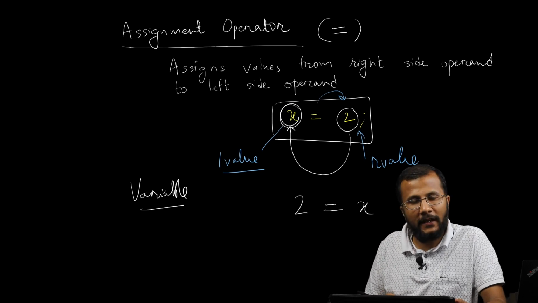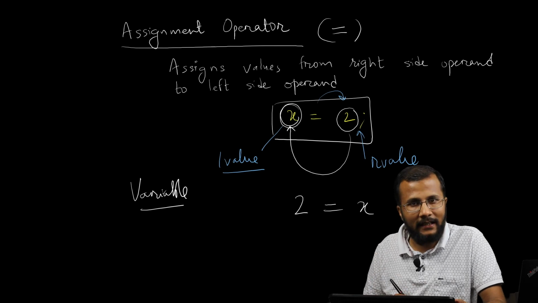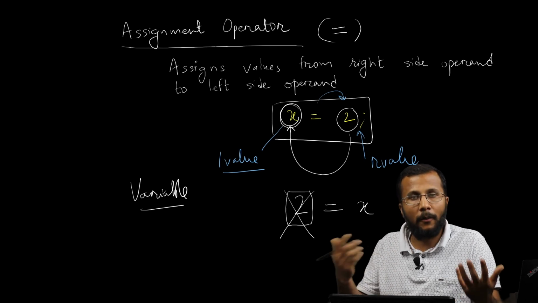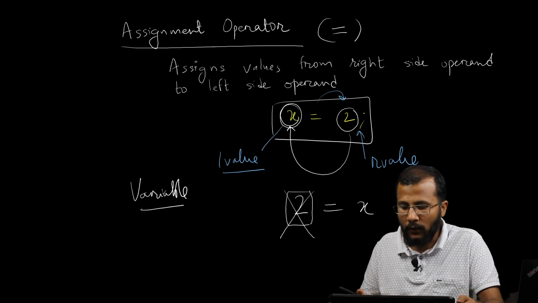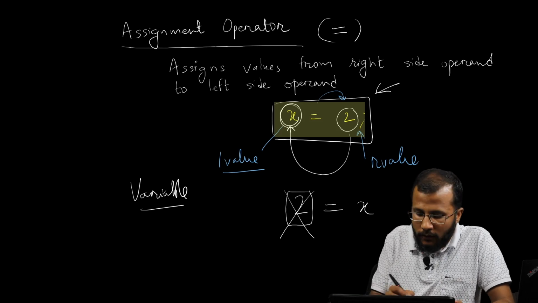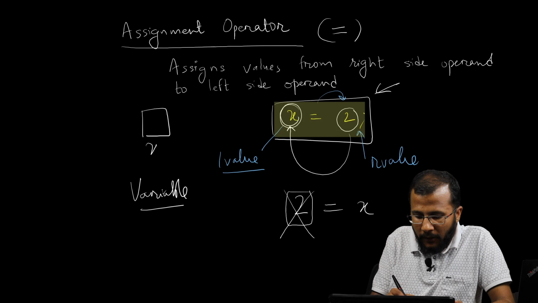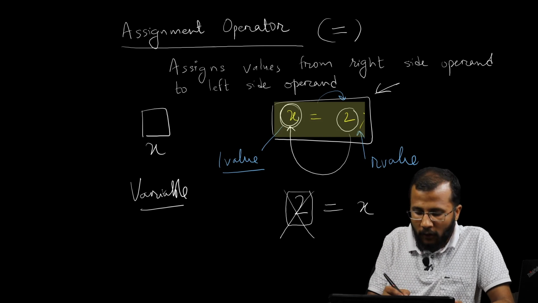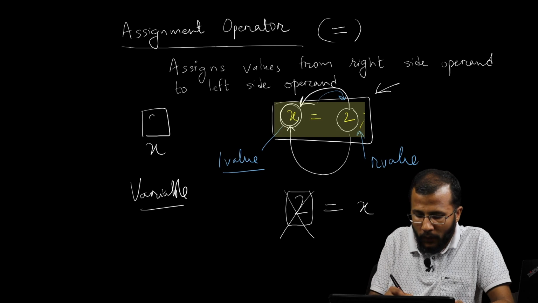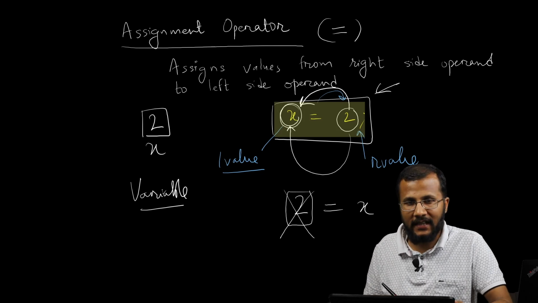This is a valid statement in mathematics but not in C, because here the L value is a number. It should not be a number. It should always be a variable or an object which can actually hold a value. In this expression, x is a variable of some data type, so it will occupy a space in the memory. This variable will be storing the value 2. So 2 will be stored in this variable. This is how assignment works.